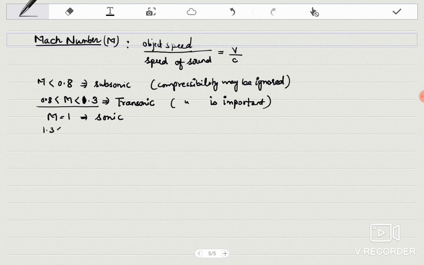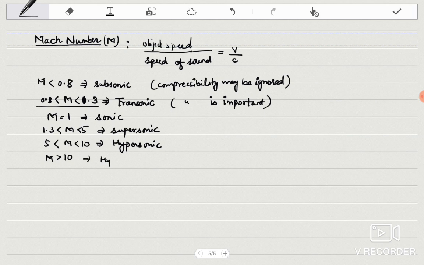Now when it is 1.3 to 5, these are supersonic. In these, compressibility is important, shock waves are generated, and there is no upstream influence. When M lies between 5 and 10, this is known as hypersonic. Again, compressibility is important and shock waves are also there. When M is greater than 10, this is called hypervelocity.